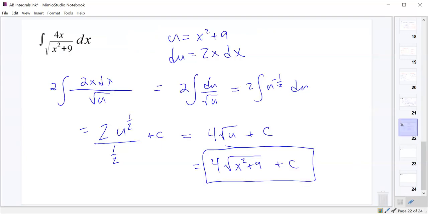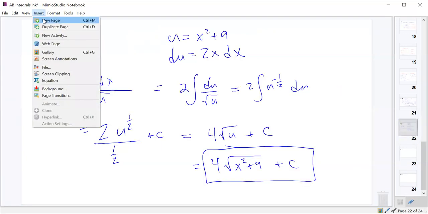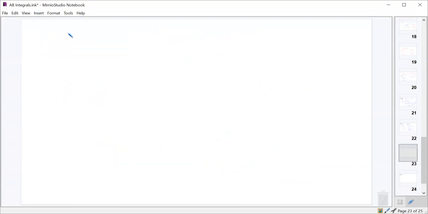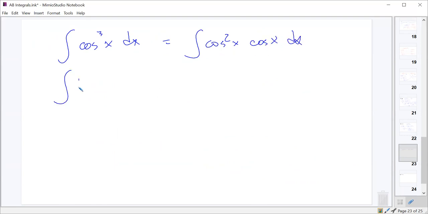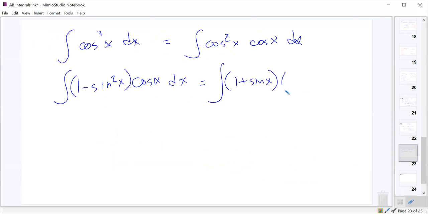Let's see. Yeah, that's where I want to sort of stop. So I want to think back to that problem we had a long time ago, right? We had the integral of cosine, was it cosine cubed, right? Which we turned into the integral of cosine squared times cosine, which we turned into an integral of 1 minus sine squared times cosine, which then somebody said, let's turn this into 1 plus sine x times 1 minus sine x times cosine x dx.